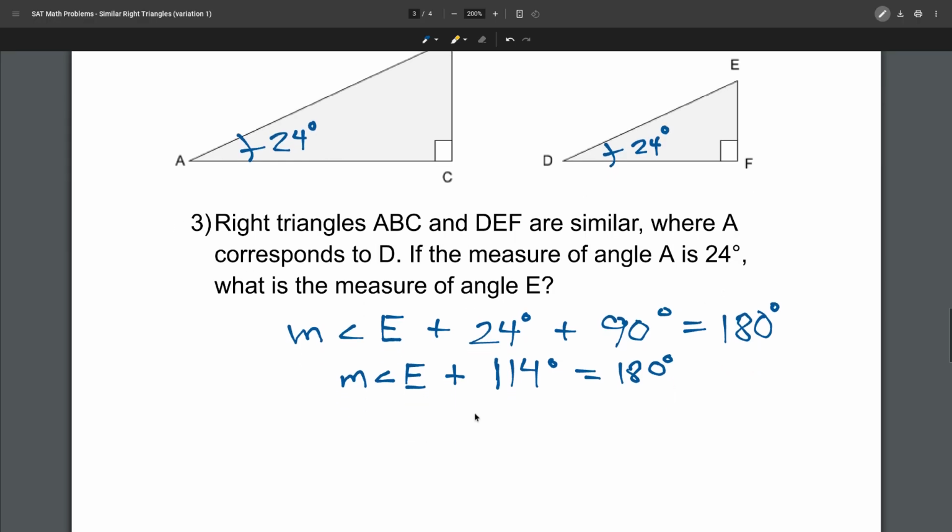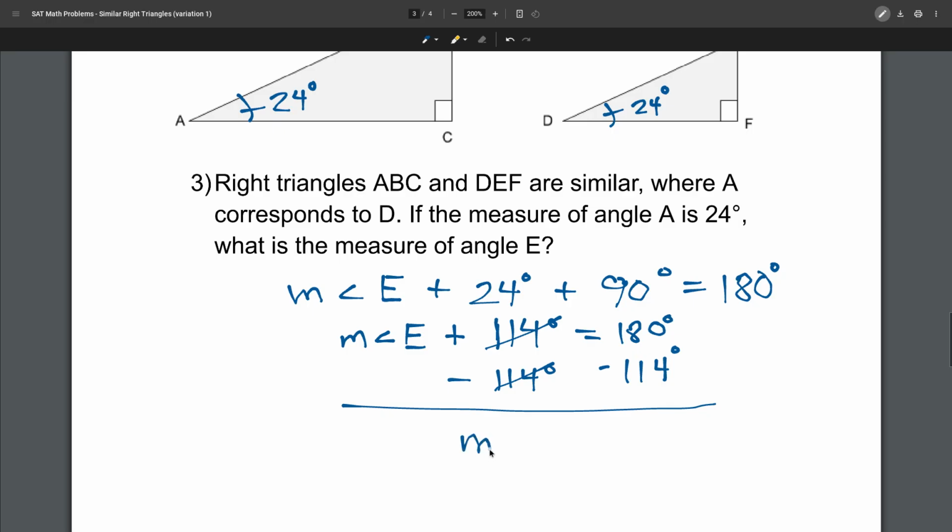Okay, so we can subtract 114 degrees from both sides. These will cancel. You'll get the measure of angle E equals 180 minus 114, which is 66 degrees. And that's your answer for this one, 66 degrees.